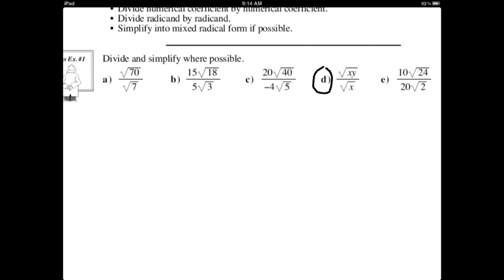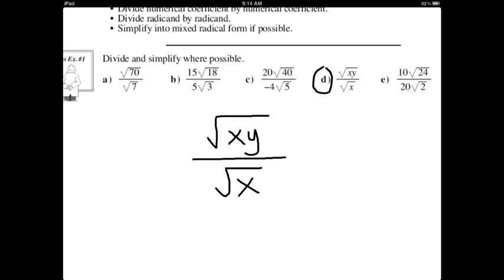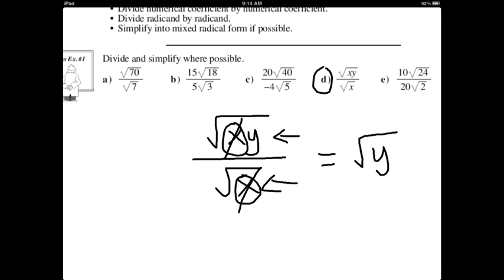For d, you have some variables. That's going to be root xy all over root x. Now, of course, the top and the bottom, the indices are the same, and of course they also have something in common. They both have an x. These x's here can actually be cancelled out, and what you're left with is just root y.